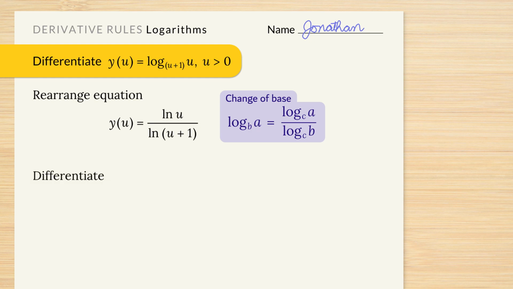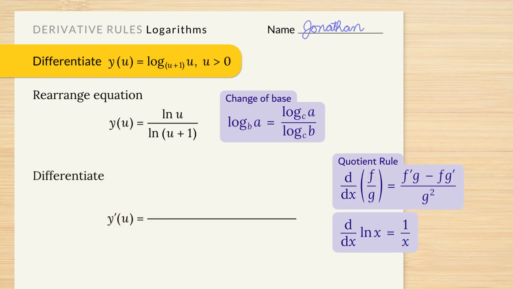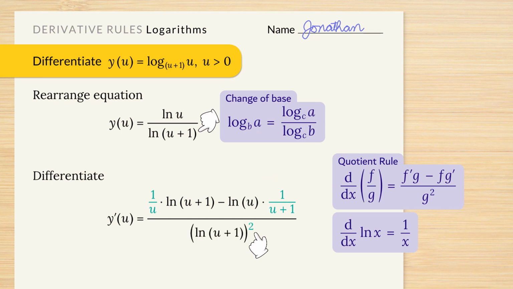We're going to differentiate by the quotient rule. Ln of u differentiates to 1 over u. Multiply, then keep the denominator as is, ln of u plus 1. Subtract, keeping the numerator as is, ln of u, and then multiply the derivative of the denominator. The derivative of ln of u plus 1 is 1 over u plus 1, and we square the denominator.